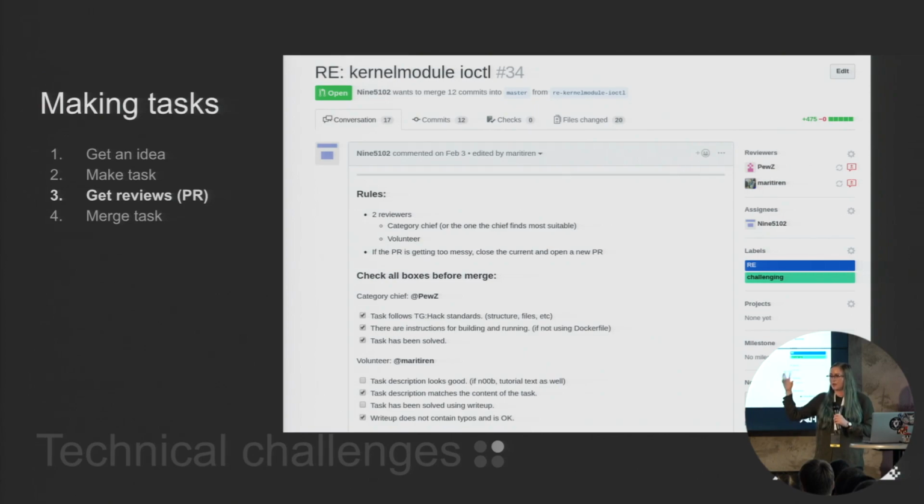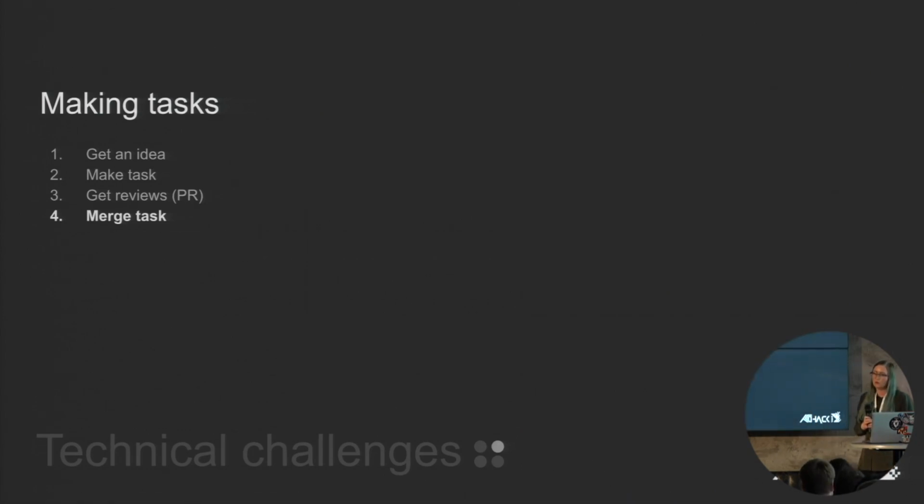Does the task description match with the actual task? And can it be solved with the write-up? The category chief has to make sure that all the files needed to host it on a server are present and that the task may be solved. Nice. So when everything is in place, you can merge the task. Oh, there's no picture here. But since we're such a bunch of nerds, we don't just merge the task. We do this rebasing and squash and merge, all this Git stuff.